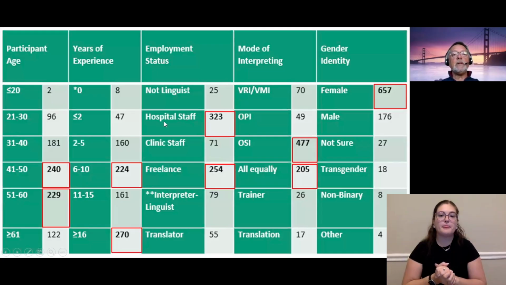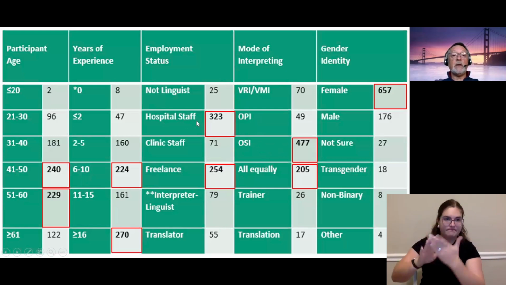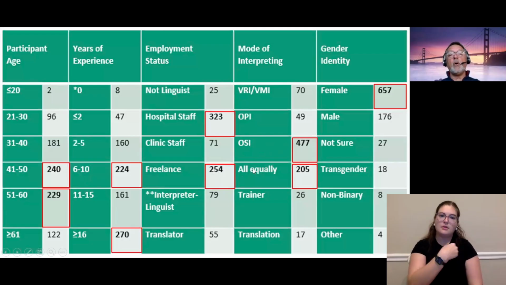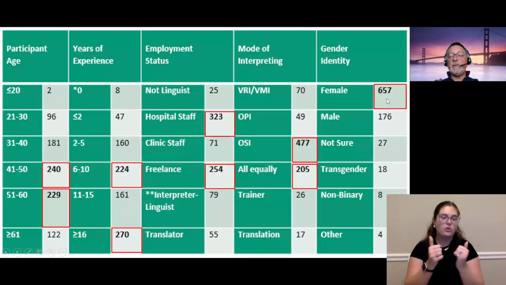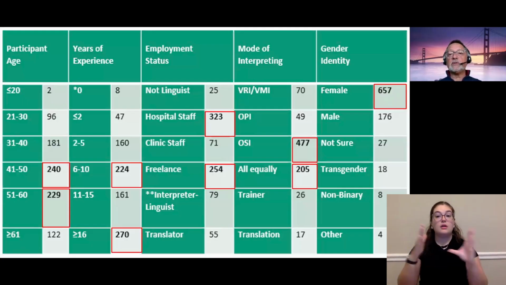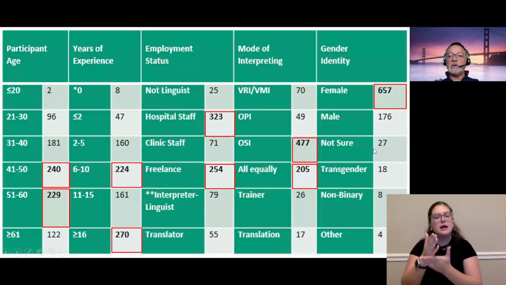Employment status, primarily hospital staff, but the second largest group were freelance interpreters. And the mode of interpreting, primarily on-site interpreting. Of course, that relates very nicely with the hospital staff. Or all equally, that's over the phone interpreting, video remote interpreting, and on-site interpreting. So those were our two largest groups in terms of the mode of interpreting. And then gender identity, primarily female, which matches in general, most interpreters are female. Male, and then there were a few that answered not sure, transgendered or non-binary or other.